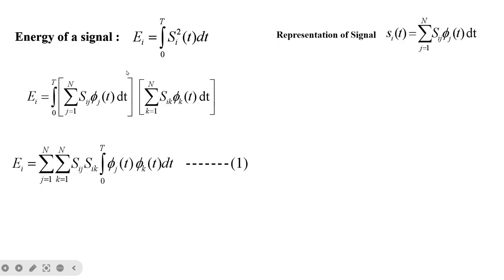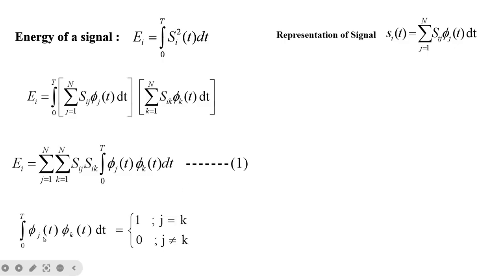Now we will rearrange this equation. When we rearrange this equation, we get Ei is equal to summation j is equal to 1 to N, then summation k is equal to 1 to N Sij Sik integration 0 to capital T phi j of t phi k of t dt. Okay, so this we will take as equation 1.